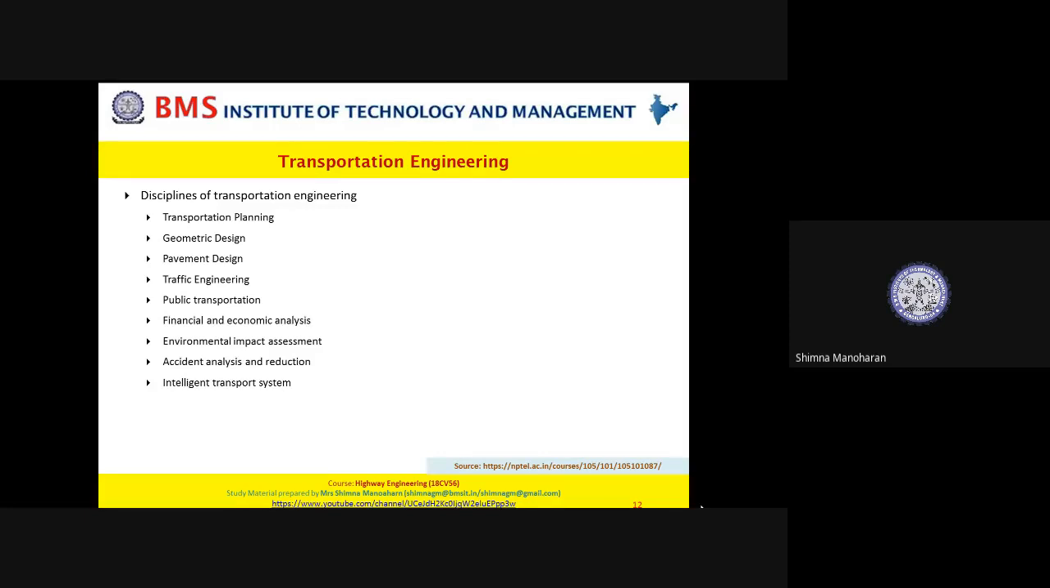Next, environmental impact assessment. So the depletion of fossil fuels and degradation of the environment have been a severe concern of planners in the last few decades. So this environmental impact assessment attempts to quantify the environmental impacts and tries to evolve strategies for reducing the impact. Accident analysis and reduction. So in this discipline, why accidents keep occurring at one point in a recurring manner is analyzed, and then methods or solutions are given to reduce these accidents.